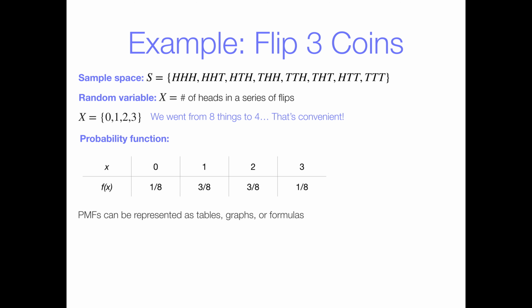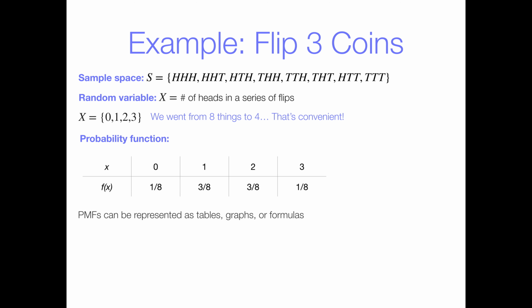Well, let's see. There are 1, 2, 3 situations in which we see 1 head, so 3 out of 8. Same thing for 2. And then what about 3 heads? There's only one way we can see 3 heads, so 1 out of 8. And all of these are between 0 and 1, and if we added them all up, they would be 1, so we're good to go.